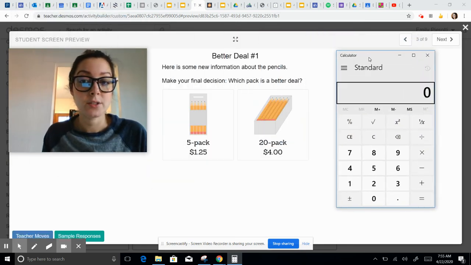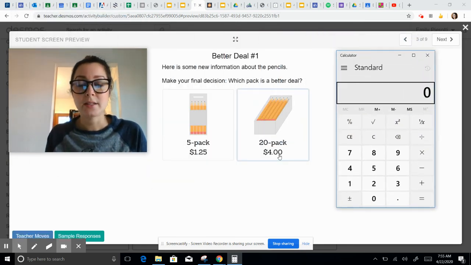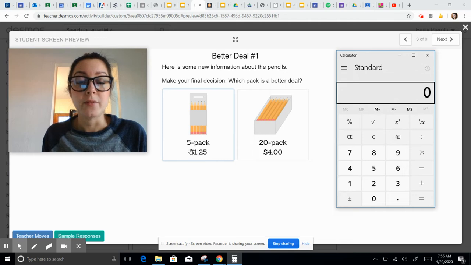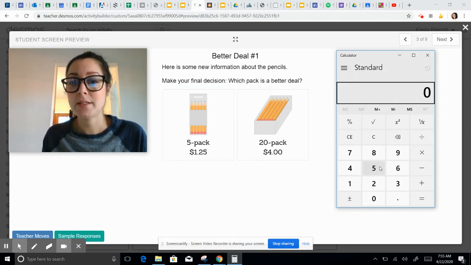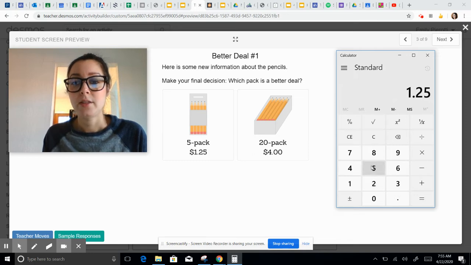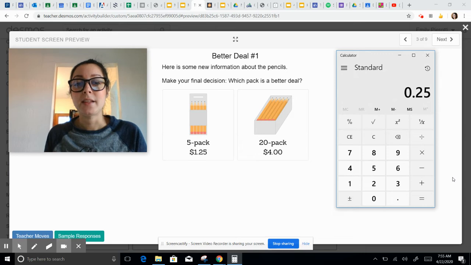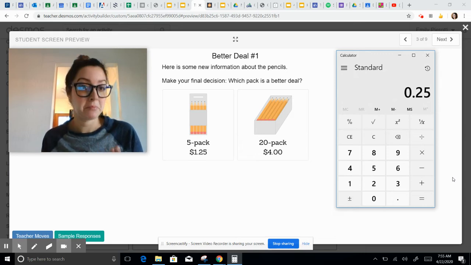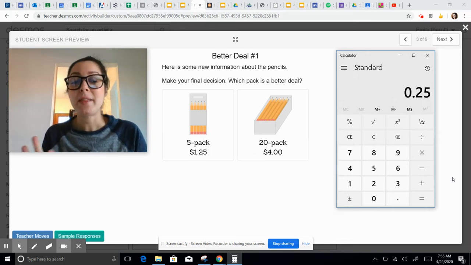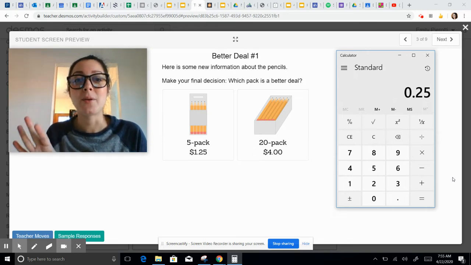Just to practice too, calculating the unit rate. Let's say I want to find the unit rate of the 5-pack. I'm going to take $1.25. That's the price of the whole pack, and I'm going to divide it by 5 because I have 5 pencils. So that tells me that each pencil is 25 cents. Not too shabby, okay? But this is called the unit rate, the price per pencil, okay?